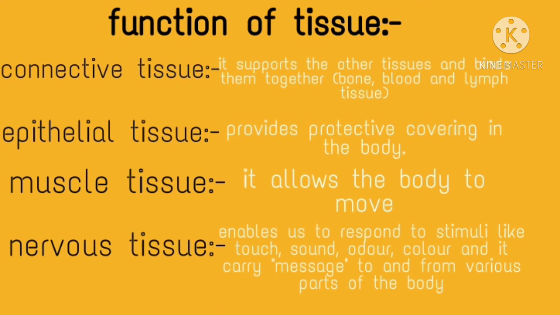That's why our body is able to move. Okay. And the fourth one is the nervous tissue. The nervous tissues enable us to respond to the stimuli like the touch, sound, odor, color. Okay. And its main function is that they carry the messages to and from the various parts of our body. Okay. It is the function of the nervous tissue.